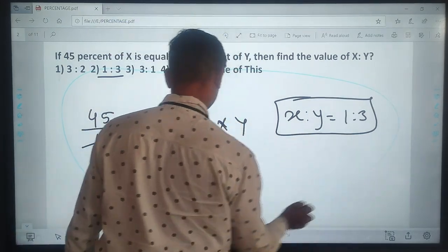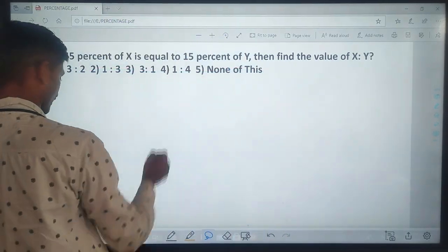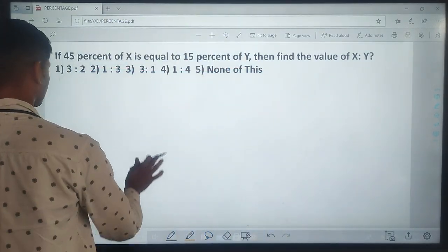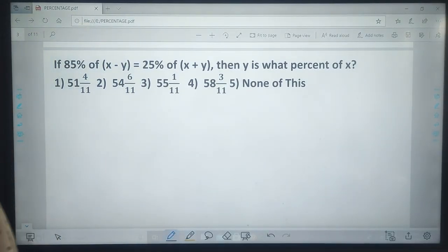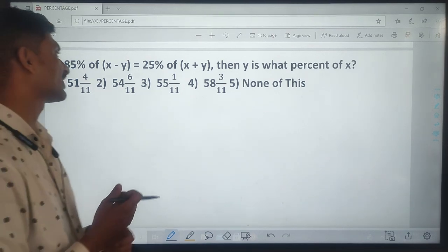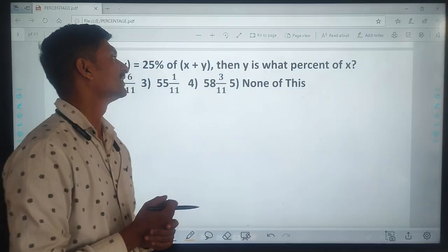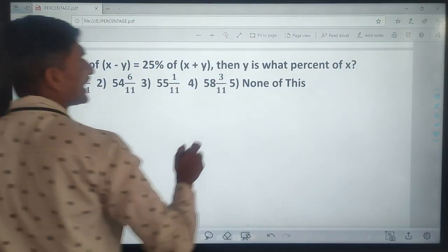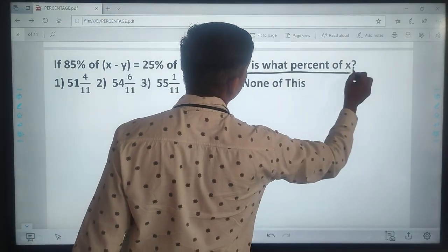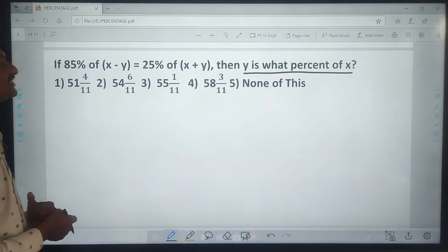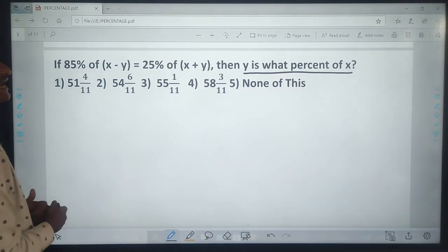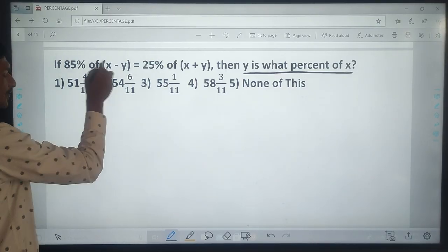Now next. Here 85% of x minus y is equal to 25% of x plus y. Then y is what percent of x? Here firstly we find x and y.